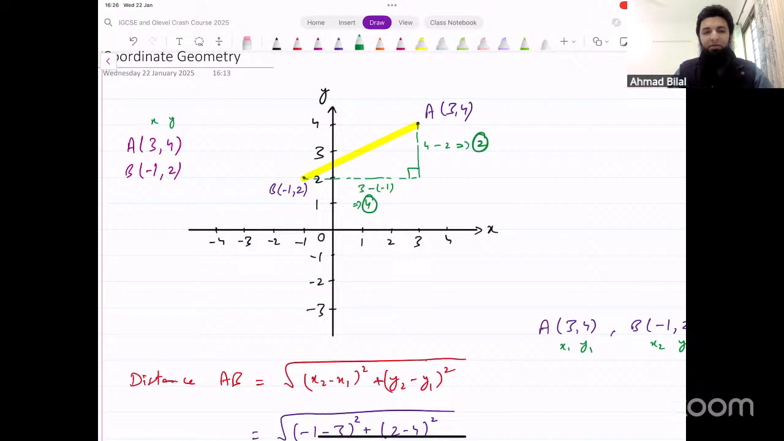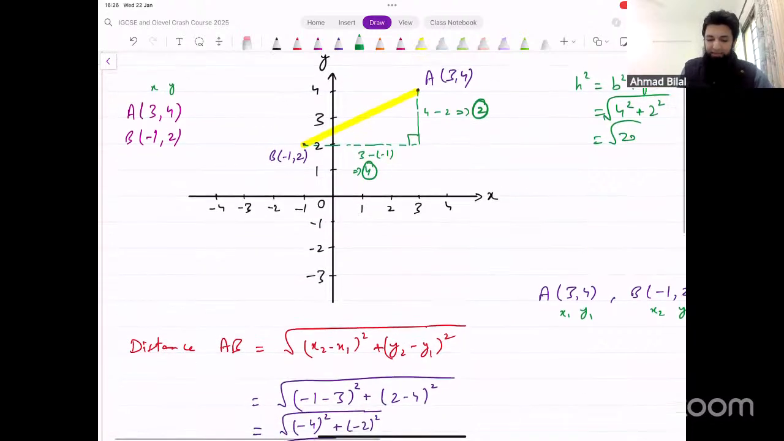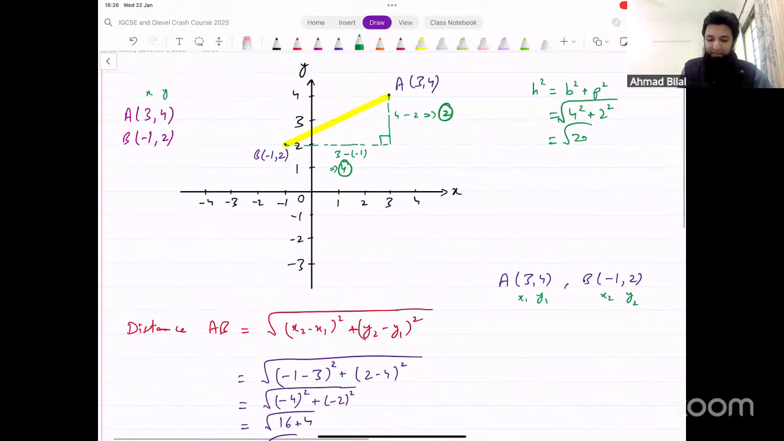And essentially what you have to do now is, if you have to find the hypotenuse, using Pythagoras, you can say hypotenuse square is base squared plus perpendicular squared. Base is 4, so that's 4 squared plus 2 squared, and then square root of that, and that gives you square root of 20. That's exactly what we're doing here in the distance formula. We are subtracting the x coordinates to find the base of the triangle. We're subtracting the y coordinates to find the height of the triangle. So we square them, add them, and then take square root, and that gives us that distance. Okay, so that's the logic behind it.